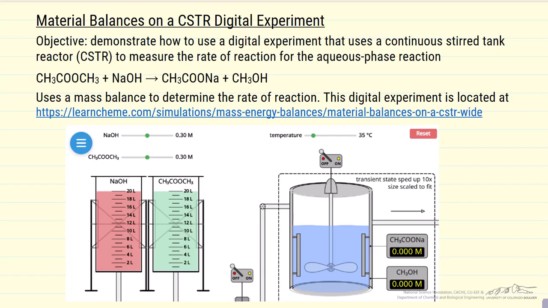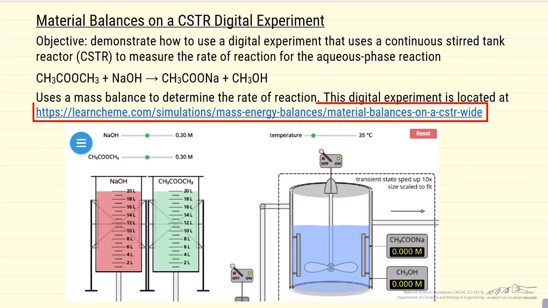I'll briefly demonstrate how to use a digital experiment that's a model of a continuous stirred tank reactor. The reaction is shown here, and what we're going to do is carry out a mass balance in order to determine the rate of reaction, and then also the order of the reaction.